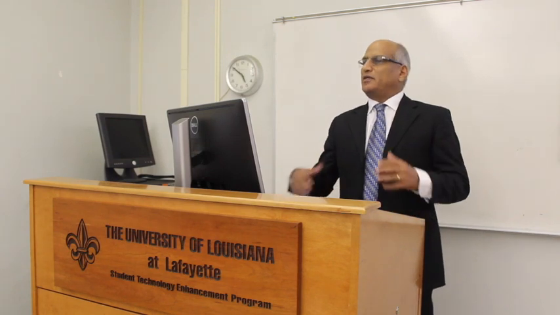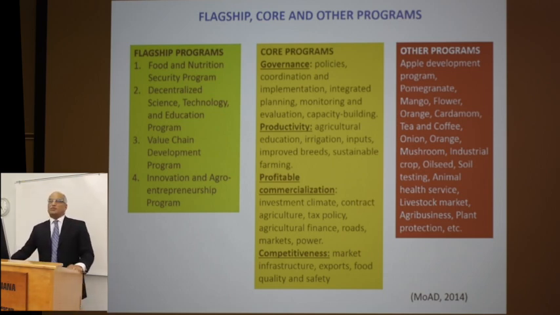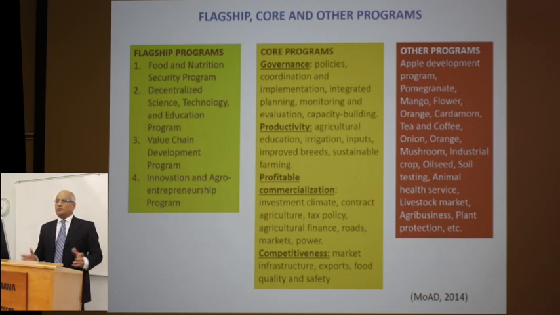The agricultural development strategy has identified 4 flagship programs followed by 4 core programs in the area of governance, productivity, profitable commercialization, and competitiveness. And many of those ongoing commodity-based programs are grouped as other programs under this strategy.